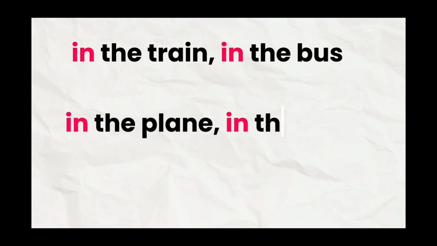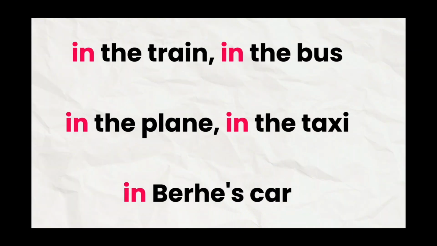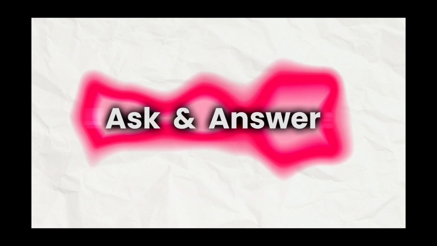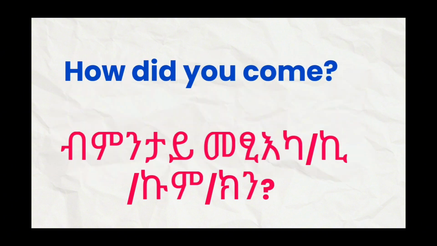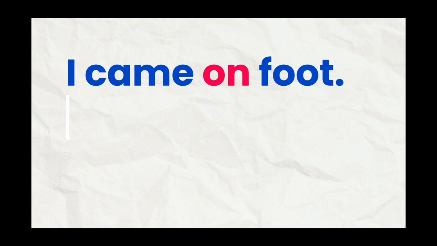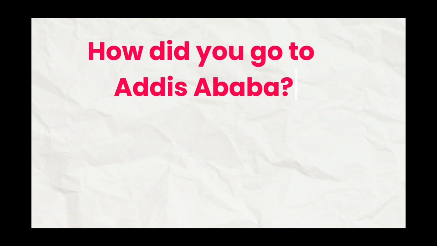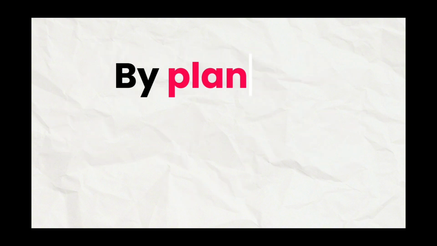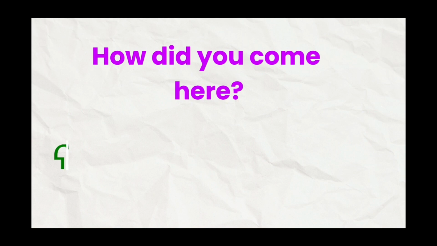Let's look at in. In the train. In the bus. In the plane. In the taxi. In Berhe's car. Ask and answer. How did you come? I came by bus. By taxi. By train. By plane. I came on foot. How did you go to Addis Ababa? By plane. How did you come here?